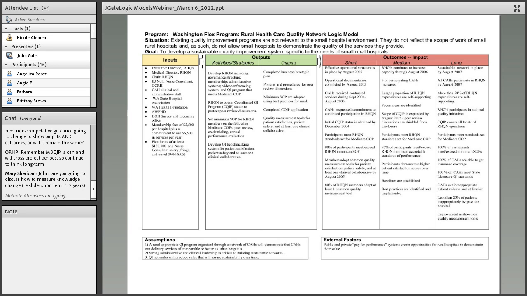And their strategies were to develop the network, which included developing a governance structure, membership requirements, administrative systems, and video conferencing systems, so that the members could participate and interact without travel, and a QI program that met the Medicare conditions of participation. They also wanted the network to obtain a coordinated quality improvement program status.